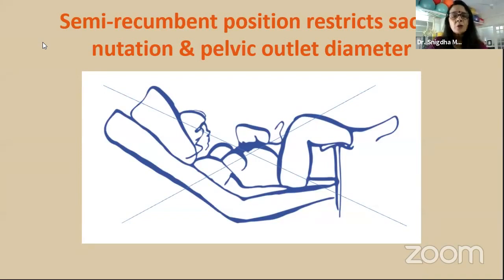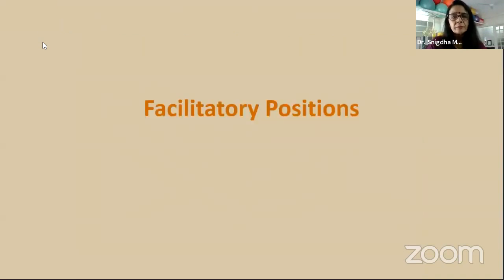So if you want to lie down in this position, what you tell the mother is that at the last minute, when the baby is about to come out, which just takes a few minutes, you lie down in this position, but the rest of the time, if you are in the labor room, then you can lie down on your side, you can lie down on all fours, but definitely not in the position which restricts sacral nutation and restricts the size of the pelvic outlet.